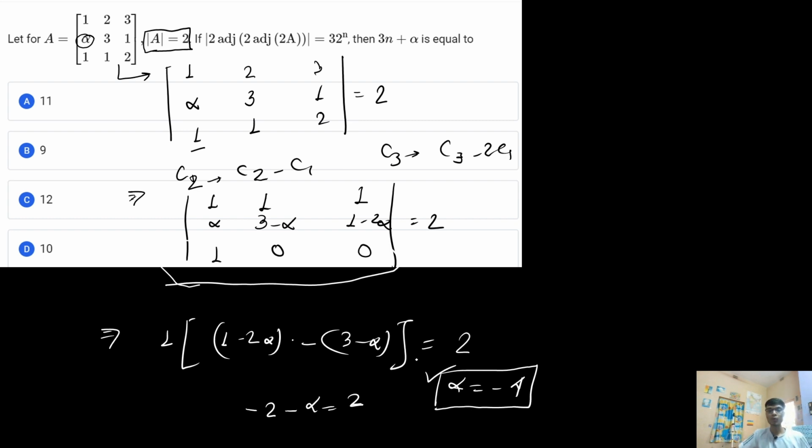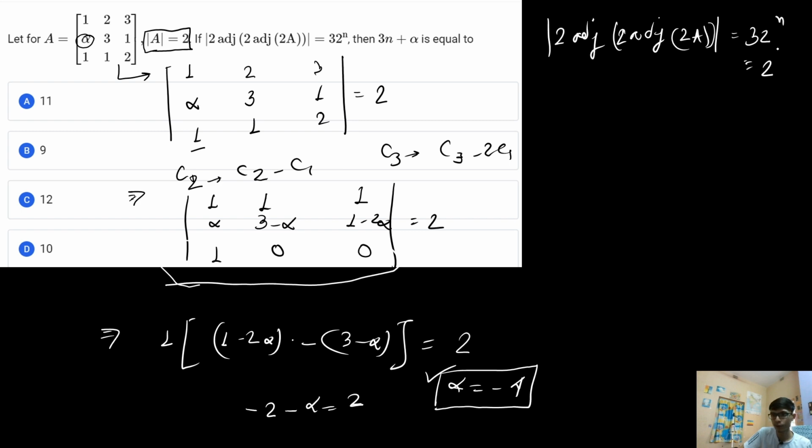Now, for another relation to get the value of n, we are given this particular determinant value, that is the determinant of 2 times adjoint of 2 times adjoint of A. If I solve this, it is given as 32 to the power n. How can we write 32 to the power n? As 2 to the power 5n. If I solve this, it will be 2 to the power, and what is the order? This is a 3 cross 3 matrix, so 3 will come: 2 to the power 3 into adjoint of adjoint of.